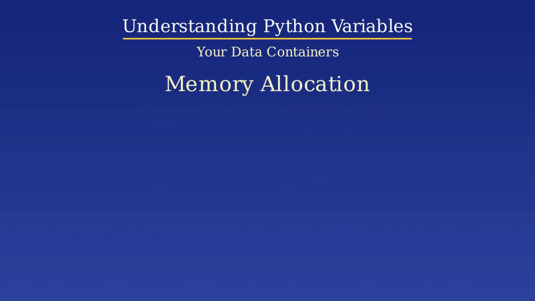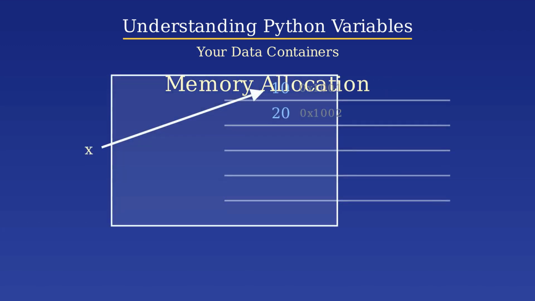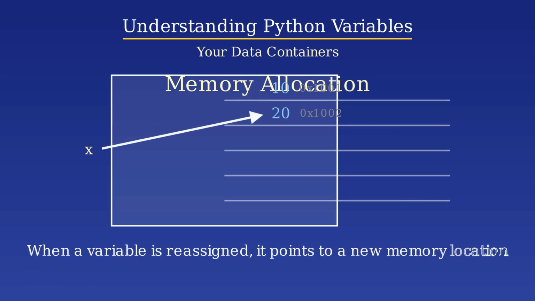When you create or reassign variables in Python, memory is allocated to store the data objects. Let's see how this works. When we reassign x from 10 to 20, it now points to a new location in memory. When you reassign a variable, Python creates a new object in memory and makes the variable reference that new location. The old data may still exist in memory until Python's garbage collector removes it.